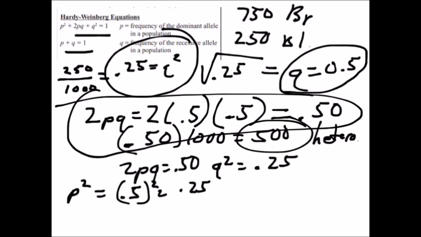The frequency of heterozygous individuals, 2PQ, is 0.50. And the frequency of homozygous recessive individuals, Q squared, is 0.25.